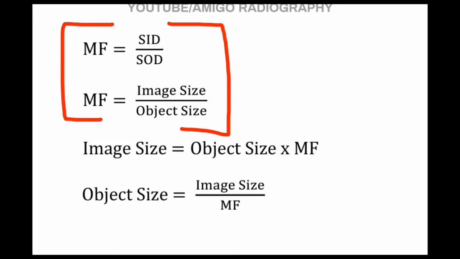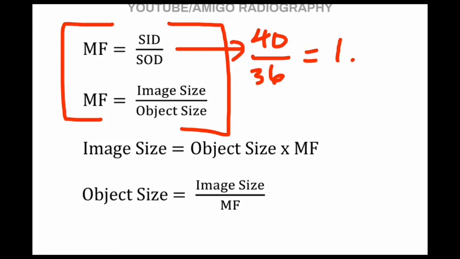Concerning that first equation, the SID over the SOD, an example of that would be an SID of 40 over an SOD of 36, which gives us a magnification factor of 1.11. And that's all it is. It doesn't have any units. The magnification factor simply means the imaged size of the part is going to be 1.11 times larger than the actual part itself.